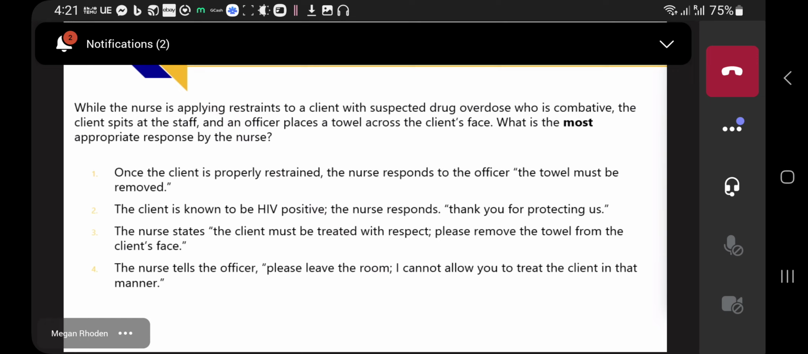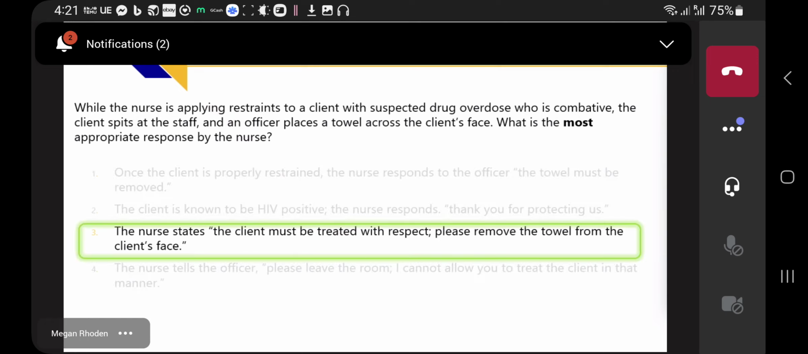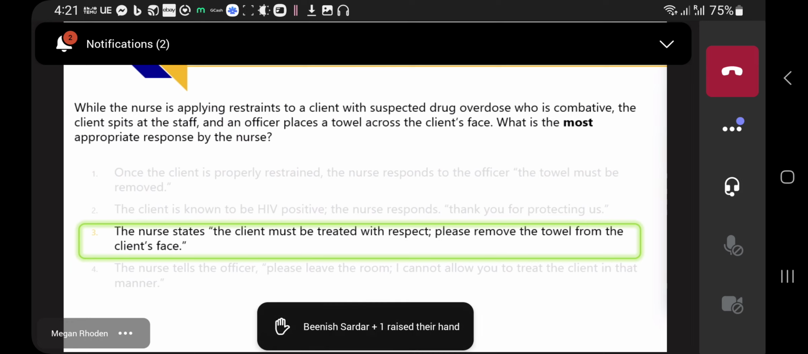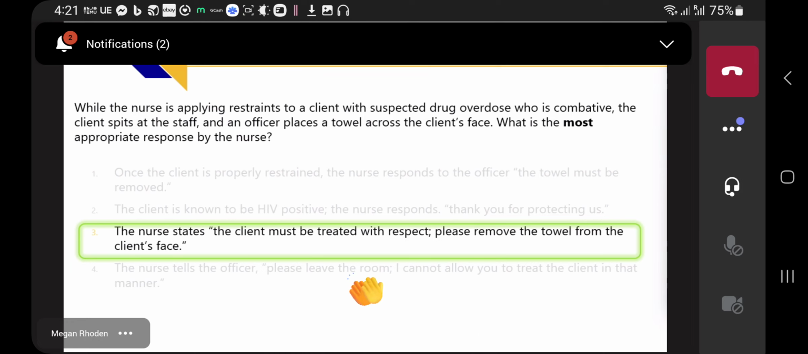Alrighty, guys. So, coming back together, let me reveal the correct answer to you. So, the most appropriate response by the nurse in this scenario would be number 3. The nurse states the client must be treated with respect. Please remove the towel from the client's face. The client does have the right to respectful care. The nurse should intervene immediately by instructing the officer to remove the security towel from the client's face. So this would be the most appropriate response.